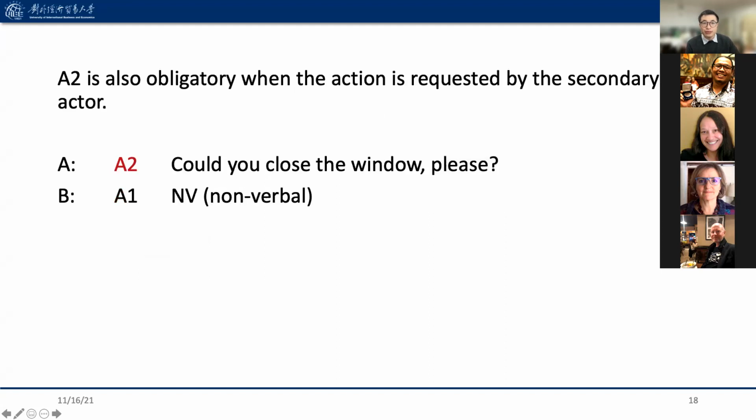A2 is also obligatory when the action is requested by the secondary actor, right? So we have to have an A2 if the action is requested. So, "Could you close the window, please?" has to be there for the A1 to be realized in this particular case.